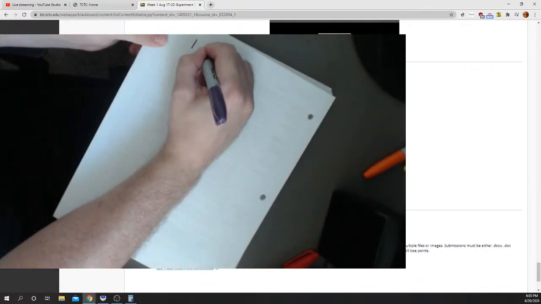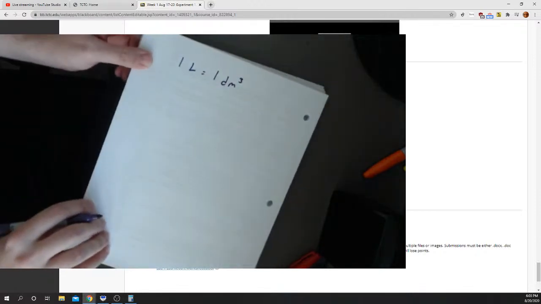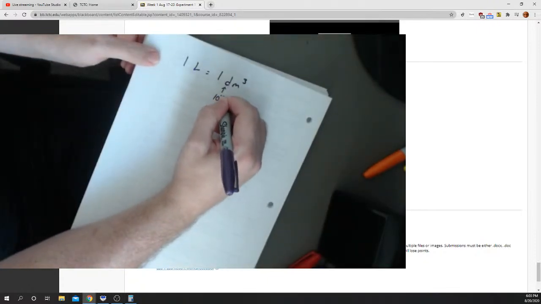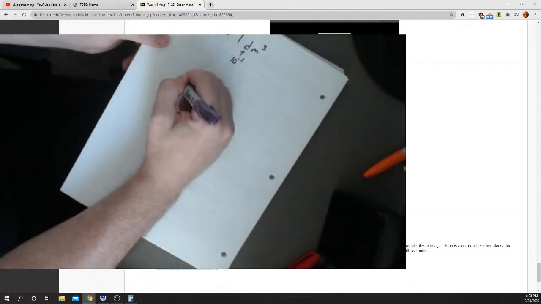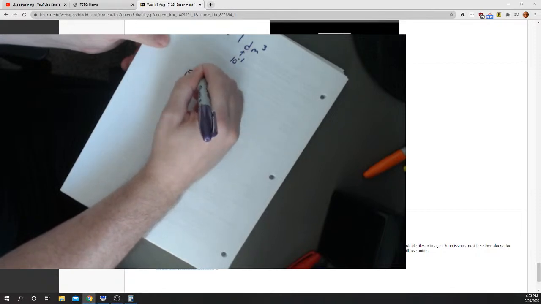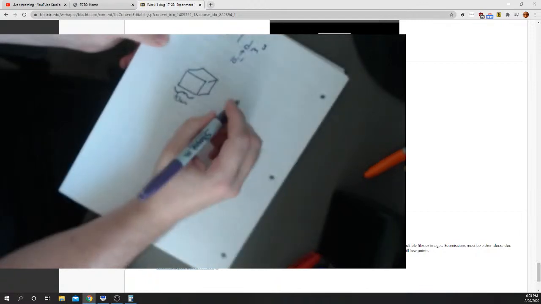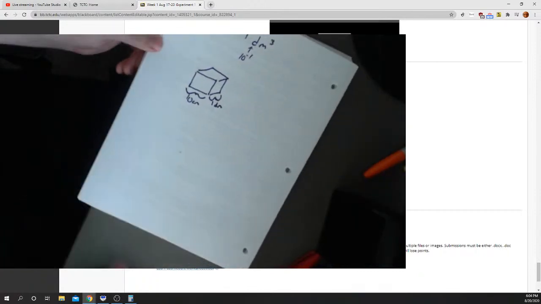Let's see, 1 liter is equal to 1 cubic decimeter. Okay, just by definition. Remember, deci means 10 to the negative 1. So 1/10 of a meter is a decimeter. So a cubic decimeter, it's not 1/10 of a cubic meter. So 1 liter, one way of thinking about it is you have a cube that is 10 centimeters on a side, or 1 decimeter, because 1 decimeter is equal to 10 centimeters.